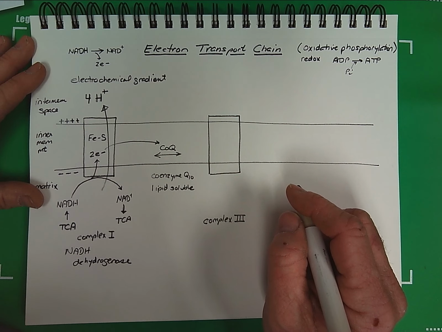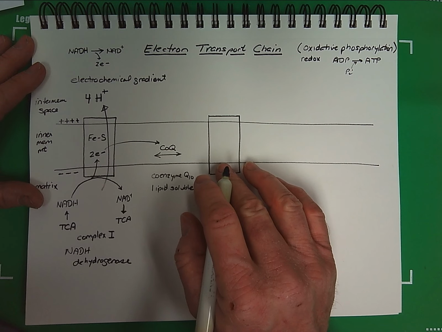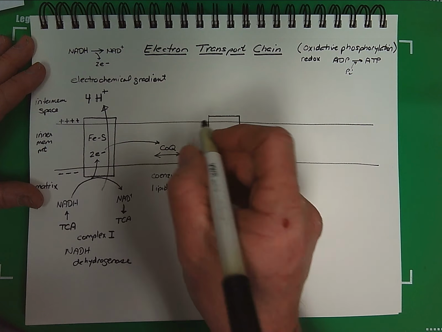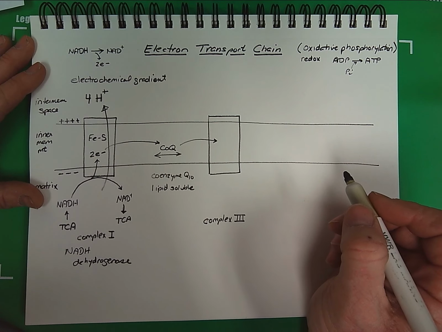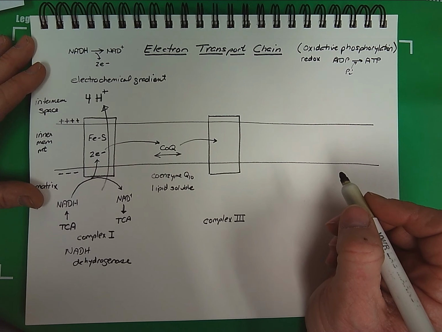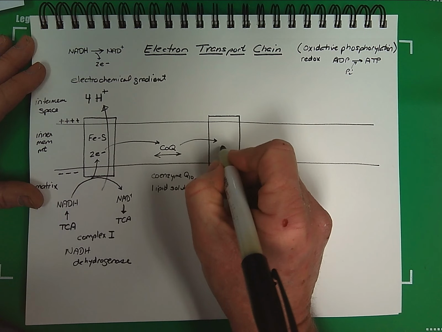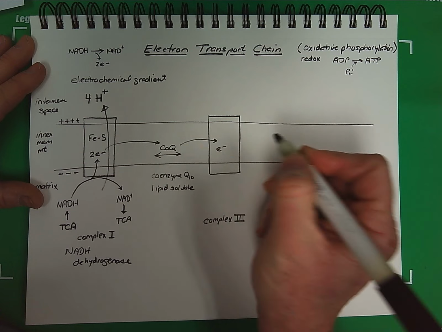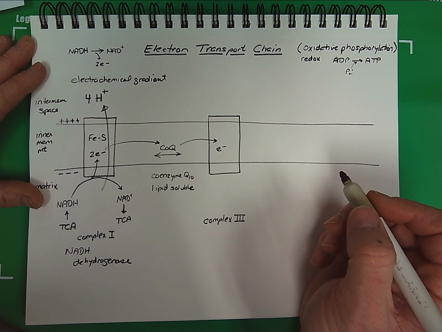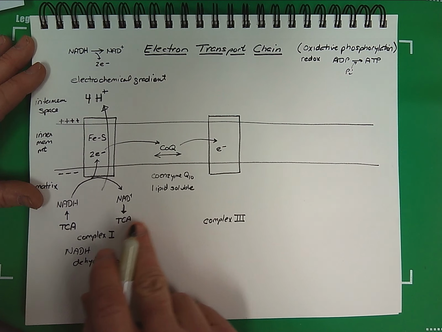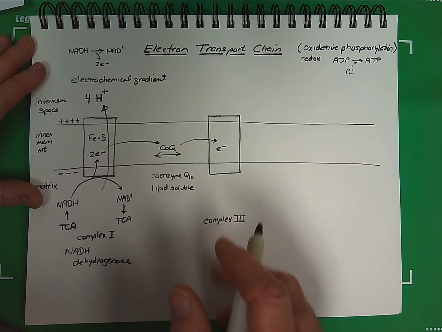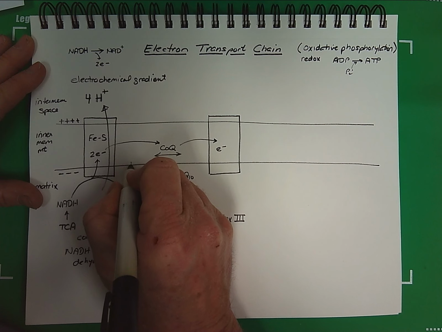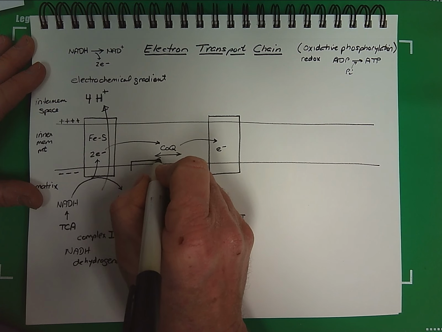This particular complex also has redox reactions, so now the electrons are moving to complex 3. Now notice here that we go from complex 1 to complex 3. So what about complex 2? Well, complex 2 is actually partially embedded in the membrane.